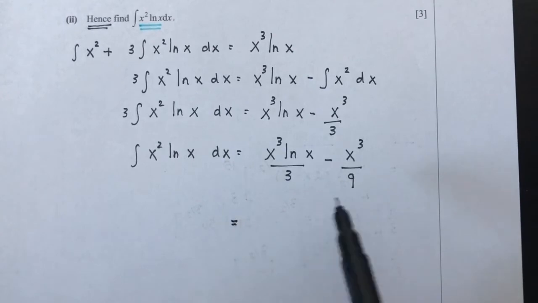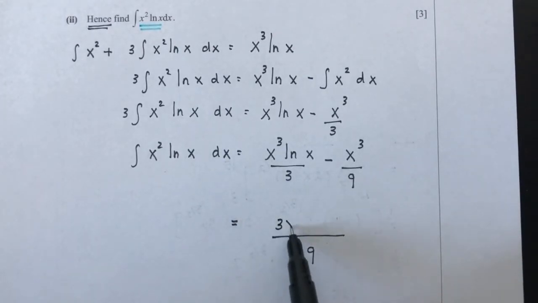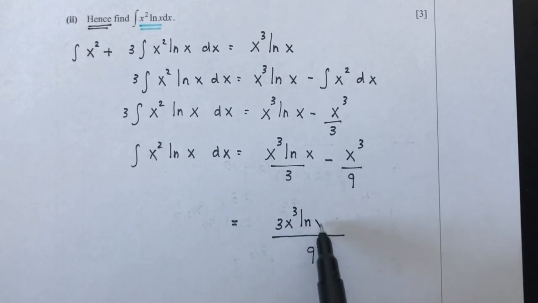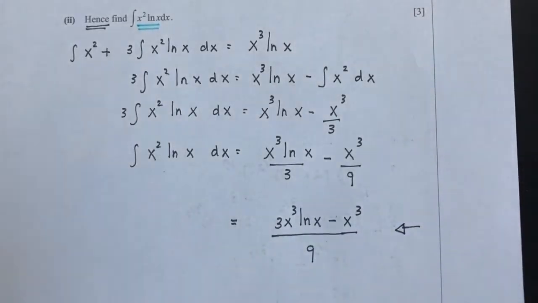Now you can simplify if you want to, make everything become the base of 9. That will become 3 x cubed ln of x minus x cubed. This is your answer for part 2. That is your question number 10.